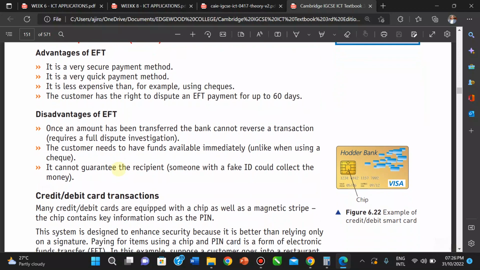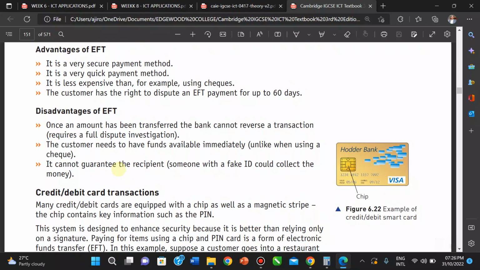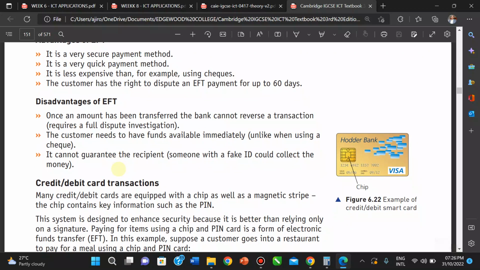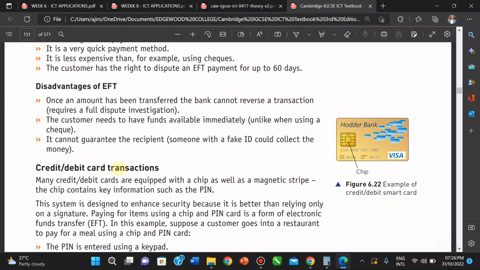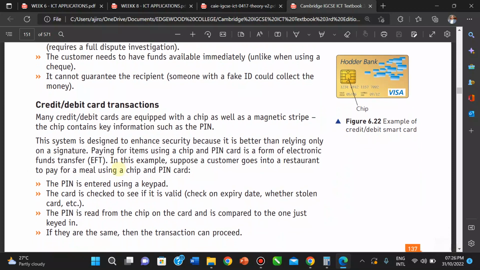Then we have disadvantages. Once an amount has been transferred from the bank, it cannot be reversed. The customer needs to have funds immediately available in the account. Unlike a check, it cannot guarantee the recipient. Someone with a fake ID could collect your money, and we have to guard against that.